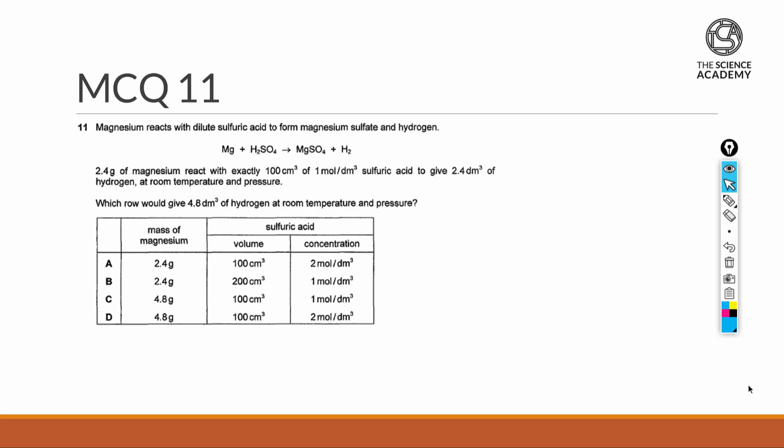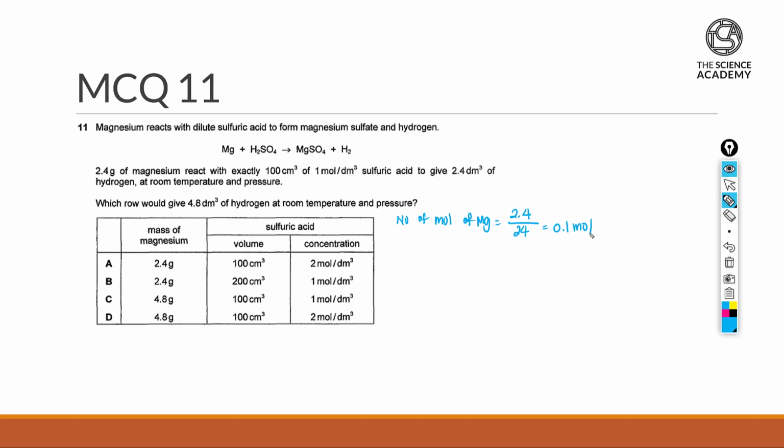First of all, let's calculate the number of moles of magnesium that was being used. Number of moles of Mg: we take the mass divided by the Ar, which is 24, that is found on the periodic table. In this case, it gives you 0.1 mole.